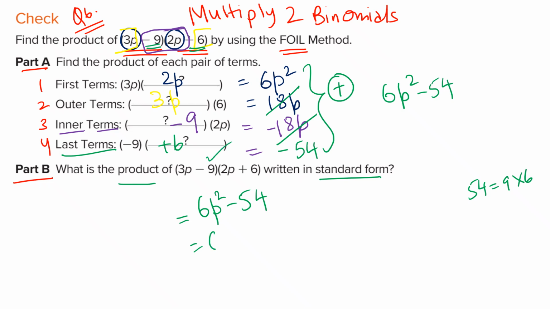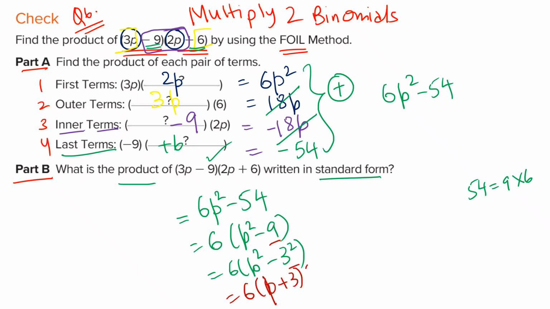So if I take the 6 common, I'm left with p square minus 9. And then here, 9 being a perfect square, I can use the difference of square identity, replace 9 with 3 square. So my final answer would be p plus 3 and p minus 3. So this part of factorization which I did is something which is extra. It's optional, but even if you give me the answer till here correct and that it is in standard form, you'll get full marks on this question.